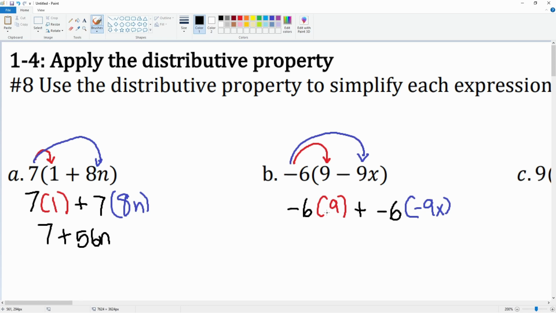-6 times 9, that is -54. Then we have a -6 times a -9. That gets you a positive 54x. These two cannot combine because this is a constant term of -54, and then you have the variable term of 54x. So there you go. That's how it would look.